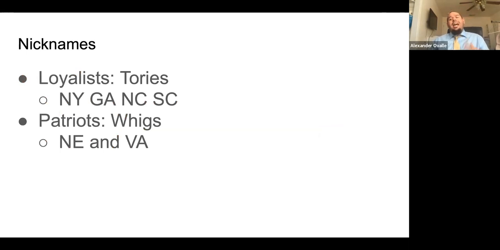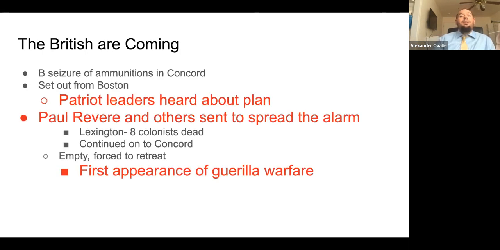So then you're going to have 2 different groups of people before the war actually starts. Loyalist people, loyal to Britain, also nicknamed Tories, can be found in New York, Georgia, North Carolina, South Carolina. Obviously, the people who did the most trade with England. And then you have the Patriots, nicknamed Whigs, and they can be found more in the New England colonies and Virginia. The British are coming.